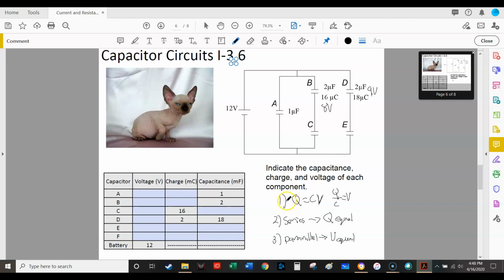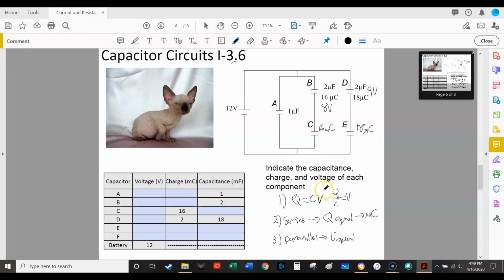Okay, so we did rule number 1. Let's try to do rule number 2. We're going to look to see a Q, or in other words, a microcoulomb. If we see a capacitor that is in series with another one, and we see a microcoulomb on one, then we'll know the microcoulomb on the other. Well, B is in series with C. And this has 16 microcoulombs. Therefore, C has to be 16 microcoulombs. Not only that, D is in series with E. D has 18 microcoulombs, so E must have 18 microcoulombs as well.